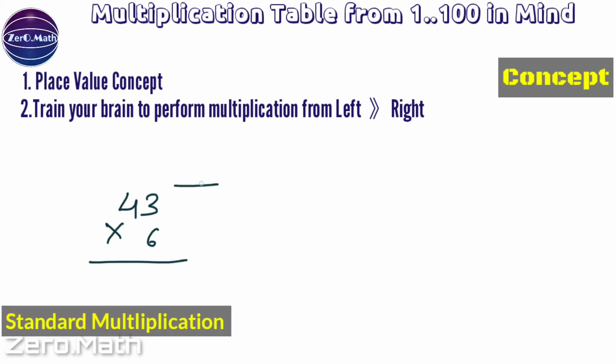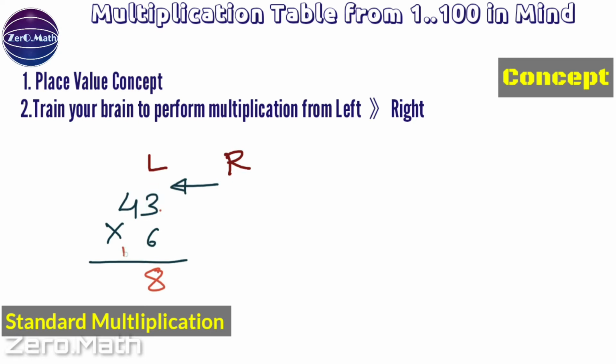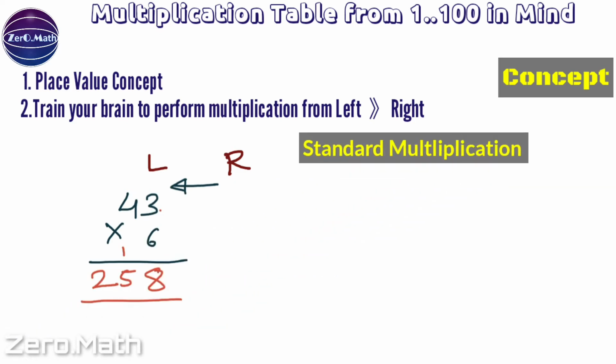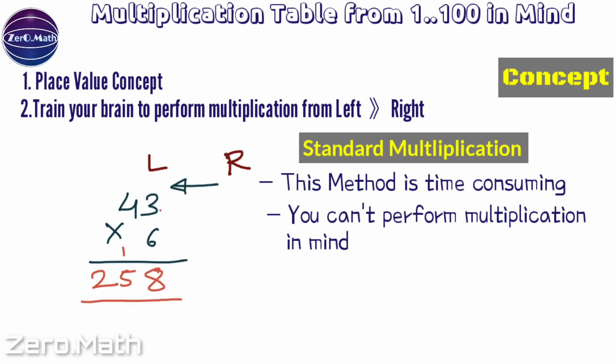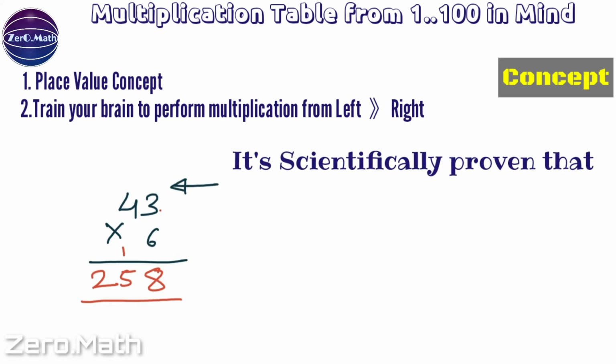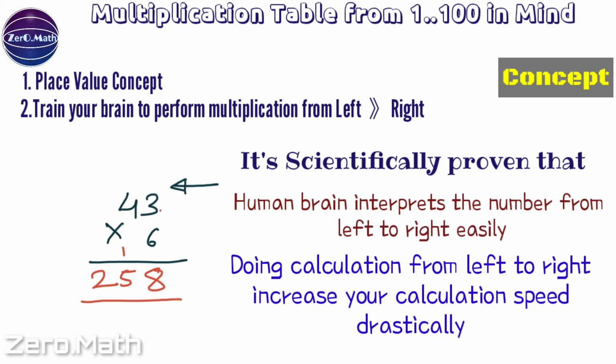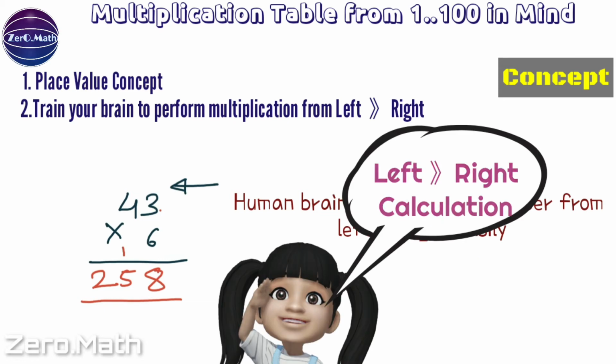In the standard multiplication method, we perform the multiplication from right to left. So my rightmost digit is 3. So 3 into 6 is 18, carry 1. 6 into 4 is 24 plus 1, 25. So 258 is the answer. However, this method is time consuming as you are dealing with the carry and you really cannot perform this multiplication in your mind. It is scientifically proven that your brain always interprets the number from left to right. Hence, doing the calculation from left to right increases the speed of your calculation drastically.